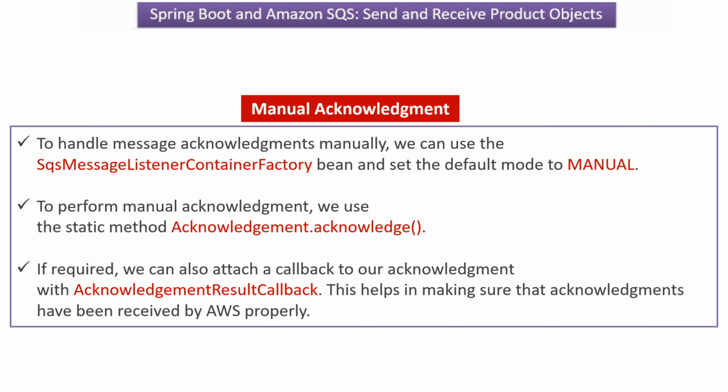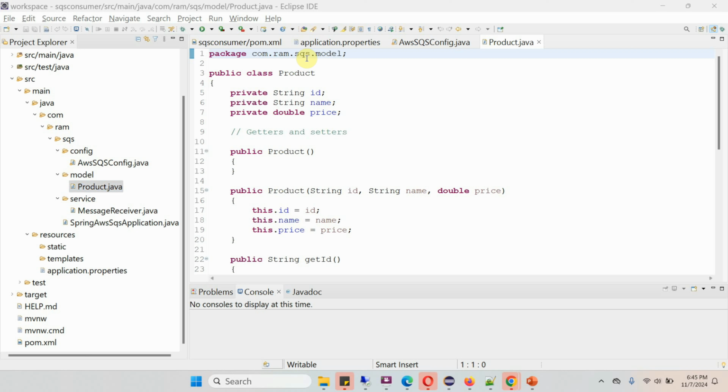Manual acknowledgement. To handle message acknowledgements manually, we can use the SQS message listener container factory bean and set the default mode to manual. To perform manual acknowledgement, we can use the static method acknowledgement.acknowledge. And if required, we can also attach a callback to our acknowledgement with acknowledgement result callback. This helps in making sure that acknowledgements have been received by AWS properly.